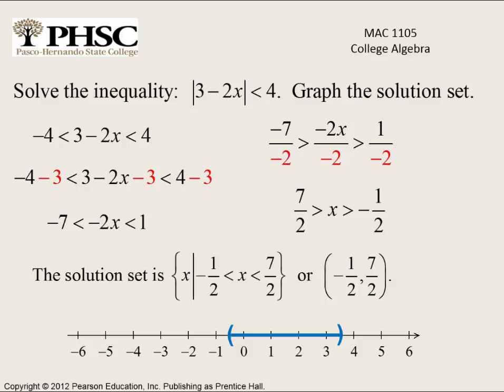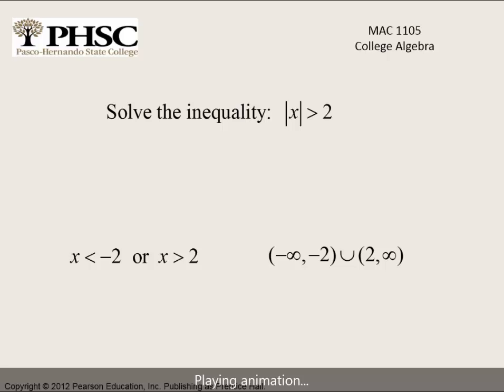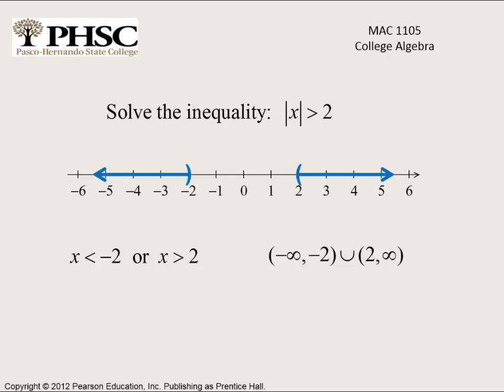Okay, so the next example, we're going to solve the absolute value of x is greater than 2. So let me just go ahead and get all this on the screen so I can move on. So the absolute value of x greater than 2: either x is less than negative 2 or x is greater than 2, right? We did that previously. So my solution set becomes negative infinity to negative 2 union 2 to infinity.